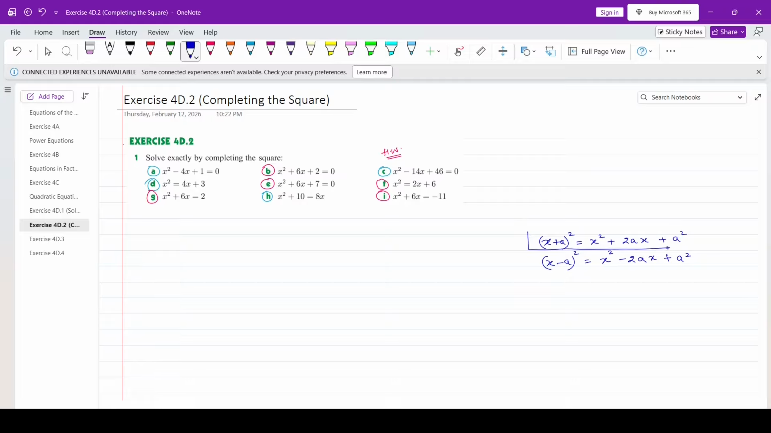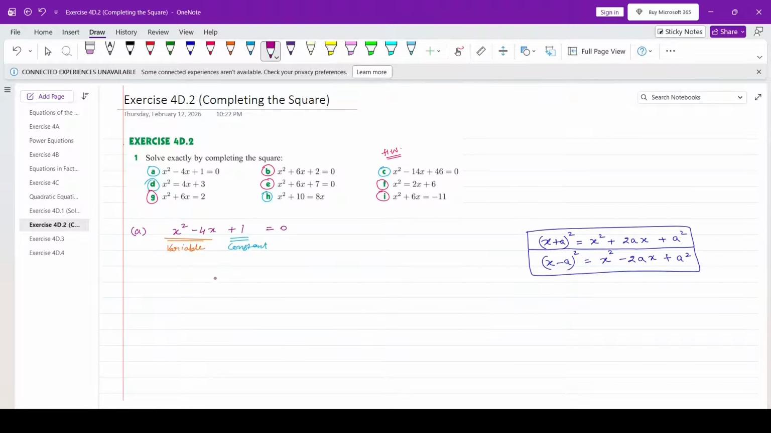So our equation will be using these two formulas to complete the squares. So let's get started. x square minus 4x plus 1 is equal to 0. Now we have a variable term and we have a constant term.